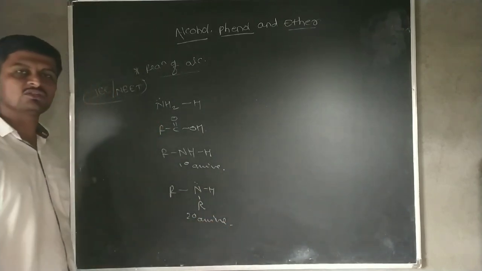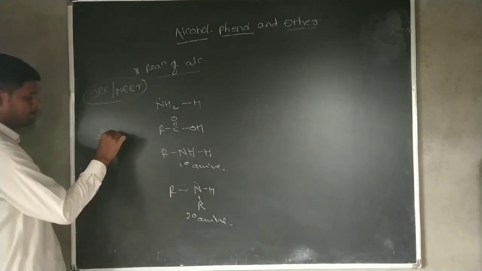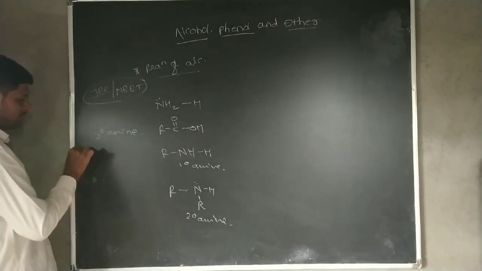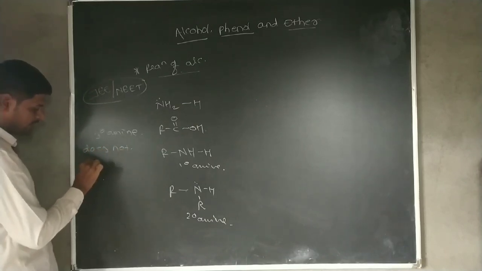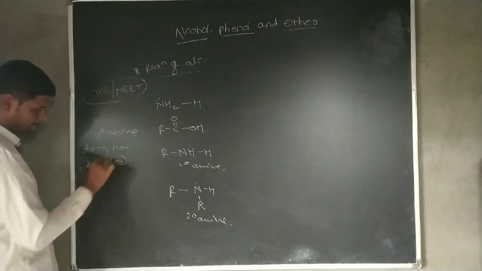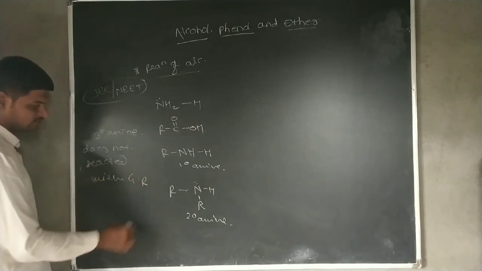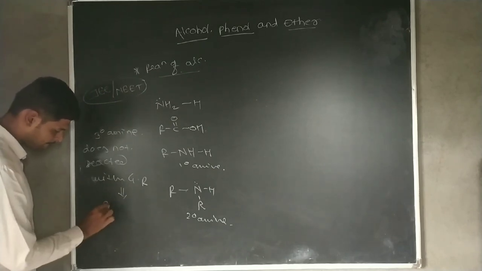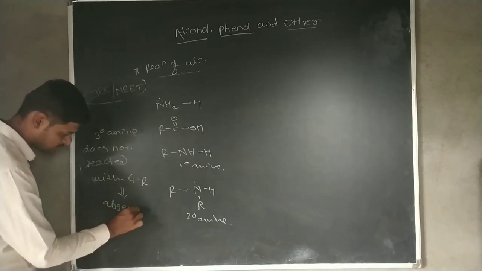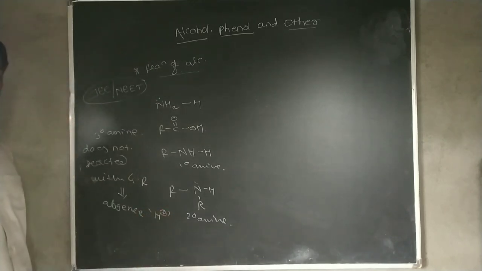But tertiary amine does not react with Grignard reagent because of the absence of acidic hydrogen, that is, the absence of H plus.